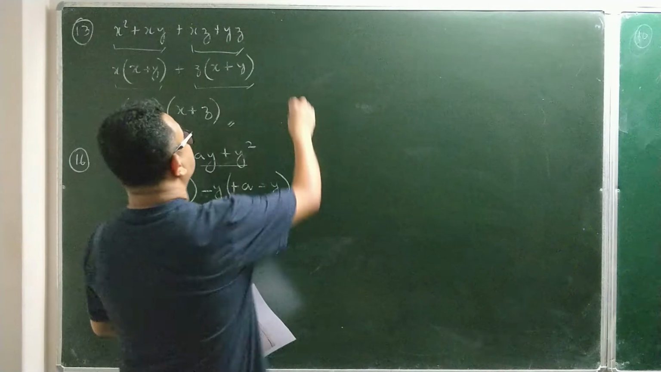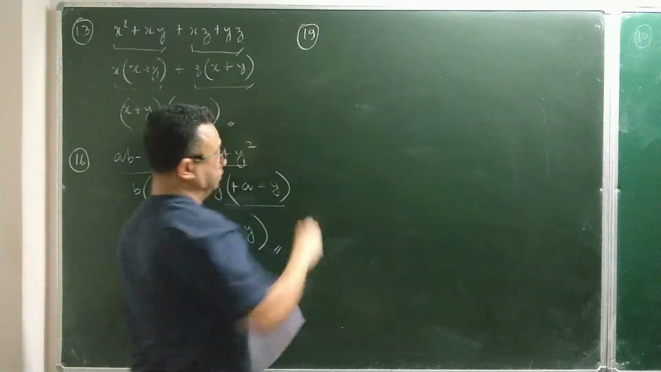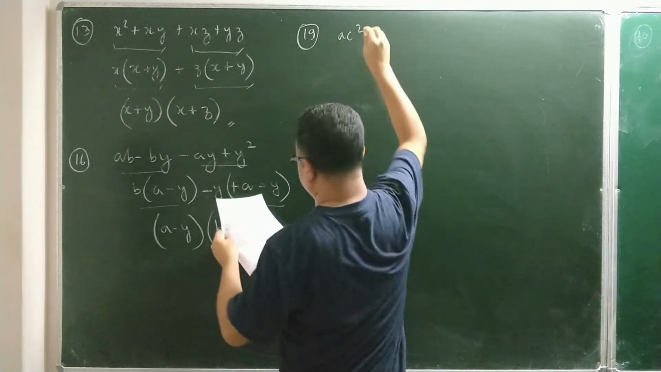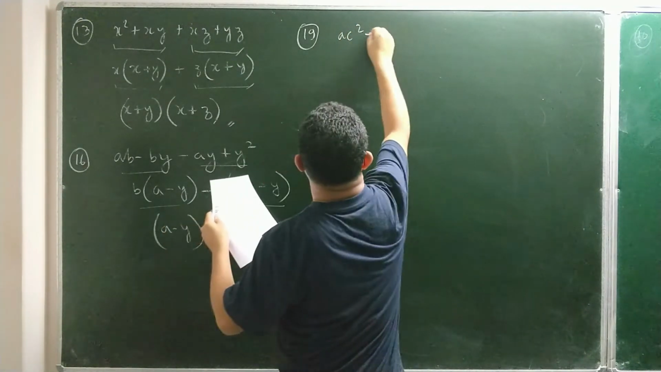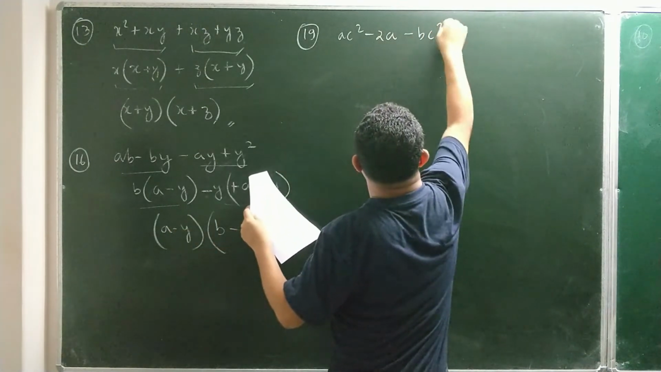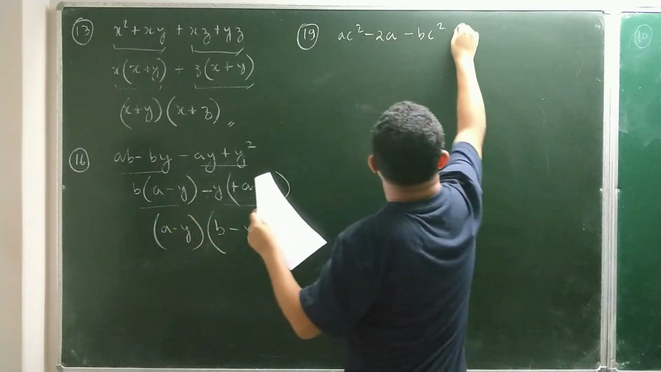Then going on to the next, question number 19. Let's see what it is. ac square minus 2a minus bc square plus 2b.